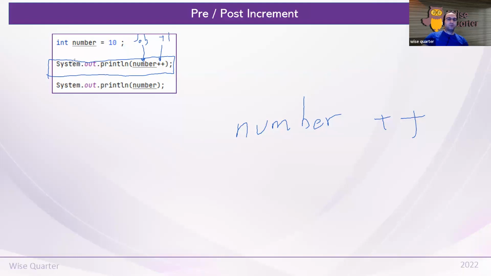It means first we need to do the job and then increase the value by 1. Job means we need to print the value. It will print 10, this is the job, then it will increase it to 11. After printing the number, it will increase its value. Because of that, in the next line, when I try to print a number again, it will print 11 here.